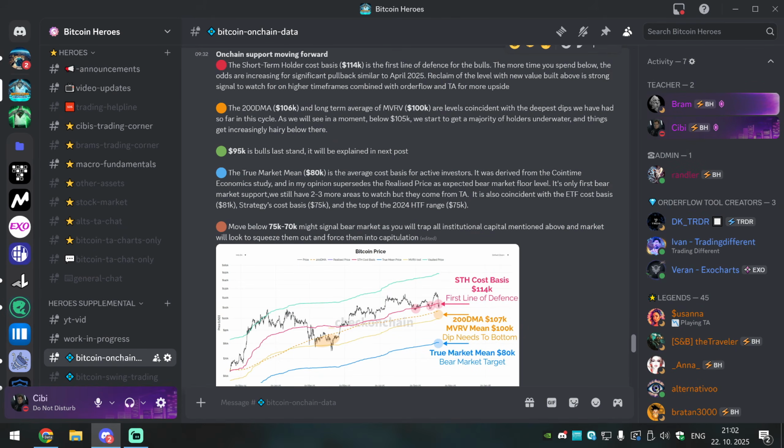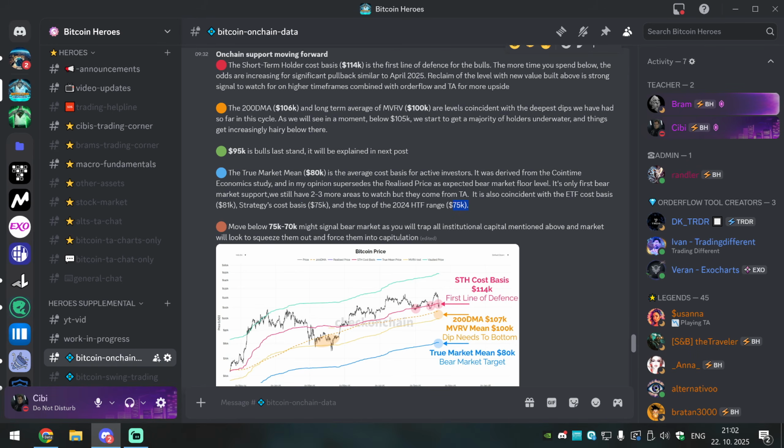Strategy, which is holding over 600,000 Bitcoins, has an average cost basis of 75k, and they said they will not be liquidated even if Bitcoin hits 20,000, which is pleasant to hear. But there will be lots of FUD when you breach 75k, because they will get into miners and there will be heavy selling on stocks for them. So this is another level. And at the top we have the 2024 high time frame range at 75k.